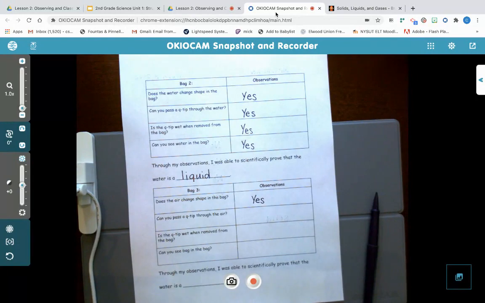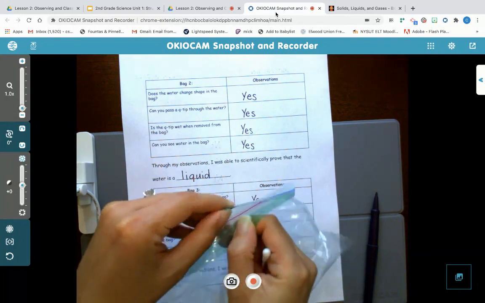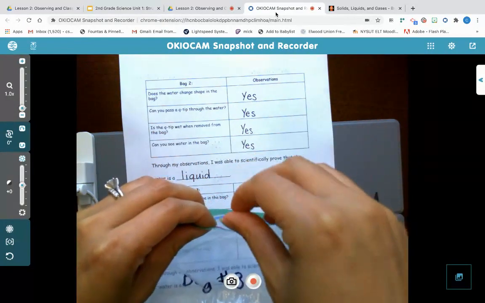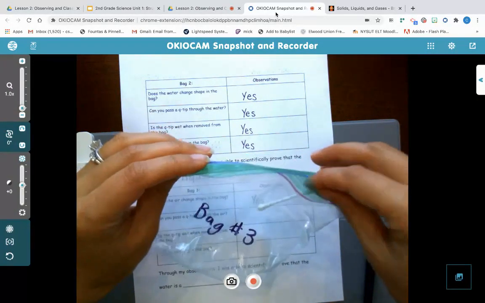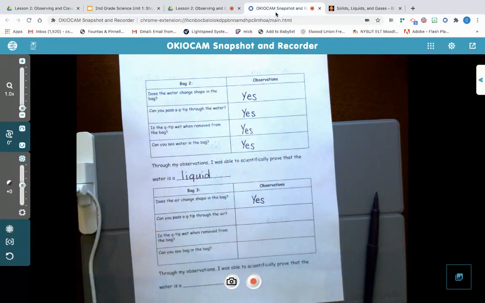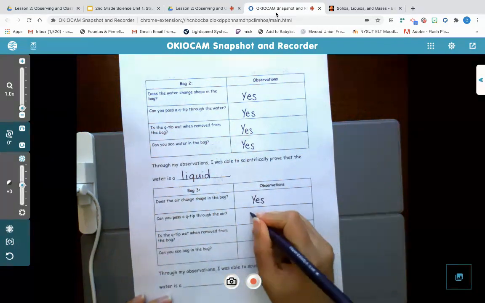Can you pass a Q-tip through the air? I'm going to take my Q-tip right now. I'm going to open up my bag. See, can I pass a Q-tip through it? Thumbs up, thumbs down. Yes, I can. Let's write the word yes.